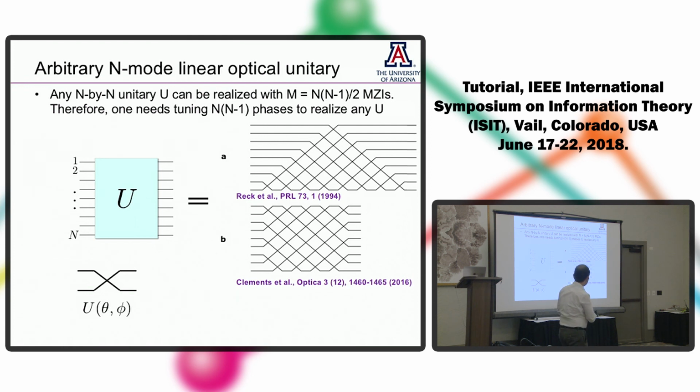And in a recent work from Ian Walmsley's group, they showed a better design, better in the sense that it looks more compact and has a rectangular form rather than this triangular form, in this 2016 paper. But that one also requires the same number of Mach-Zehnders. Question.